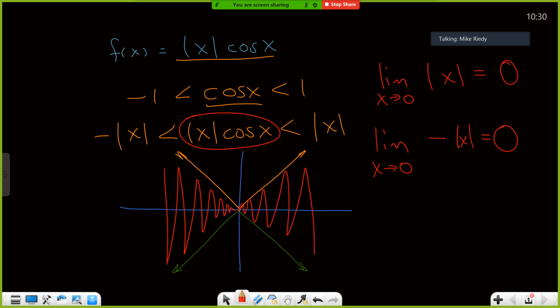Most of the time when you see a sandwich theorem problem, you're going to use trig because we have those relationships with trig. I use the sine relationship in the example, and then this one uses the cosine relationship.